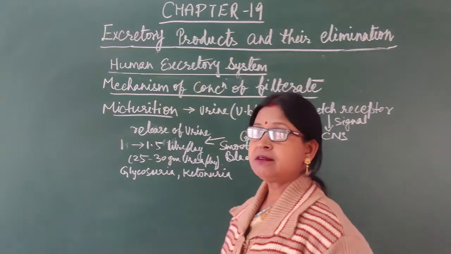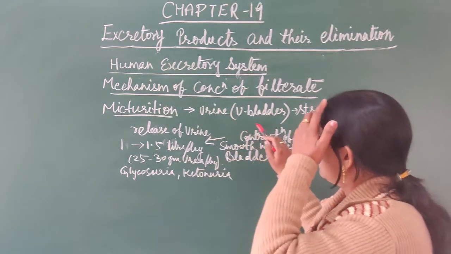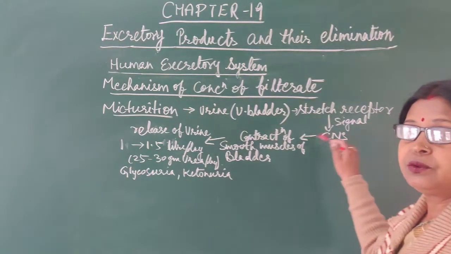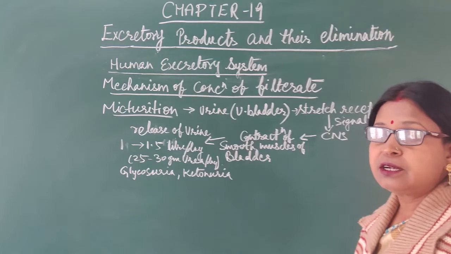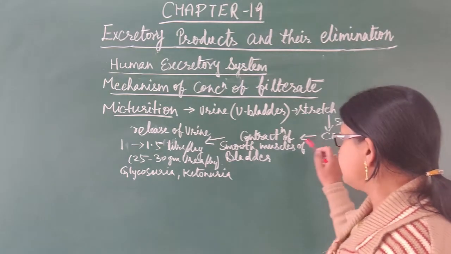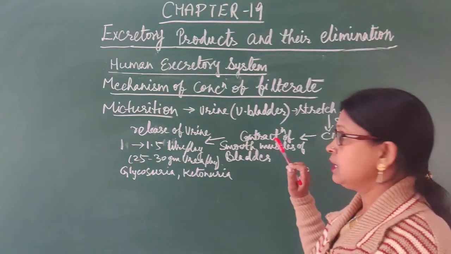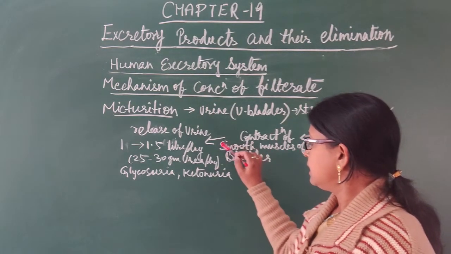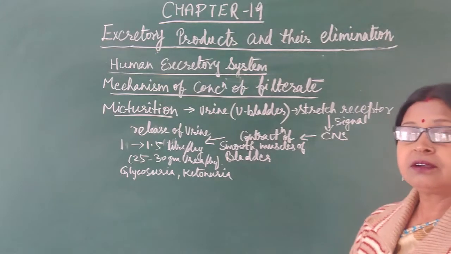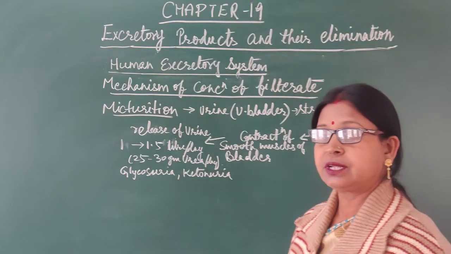And micturition is the process or the phenomenon to release urine. When urine is stored in the urinary bladder, then the stretch receptors present on the urinary bladder membrane will send signal to CNS, that is central nervous system. The central nervous system will give signal command for contraction of the smooth muscles of the bladder. As a result, the urine is released out of the body due to this contraction and the relaxation of the different parts of the urinary bladder as well as urethra.